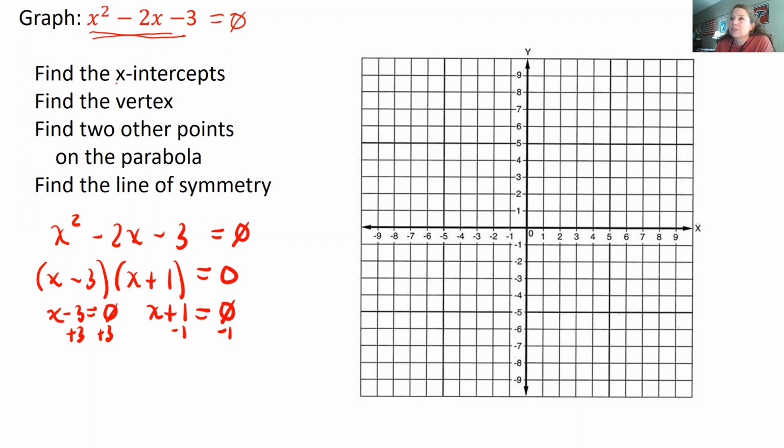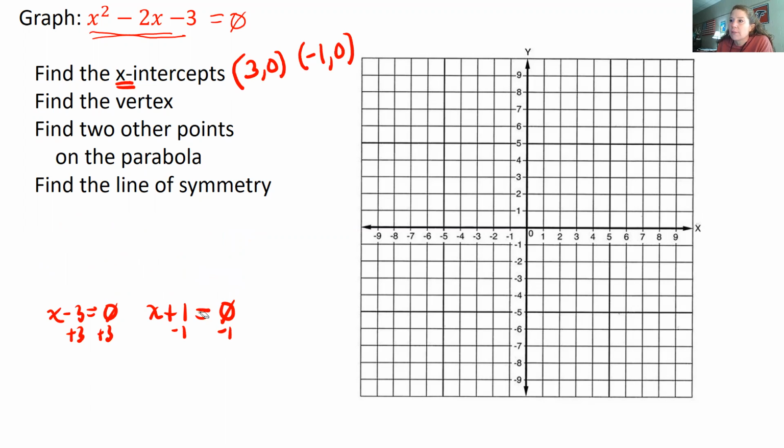So the x-intercepts are +3 and y is 0, and also -1 for x and y is 0. Okay. All right, let me get rid of this. I don't want to erase everything. That's why I got confused on my last video because I forgot what number I erased.